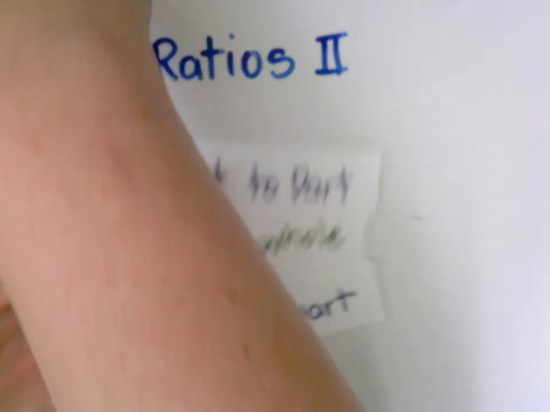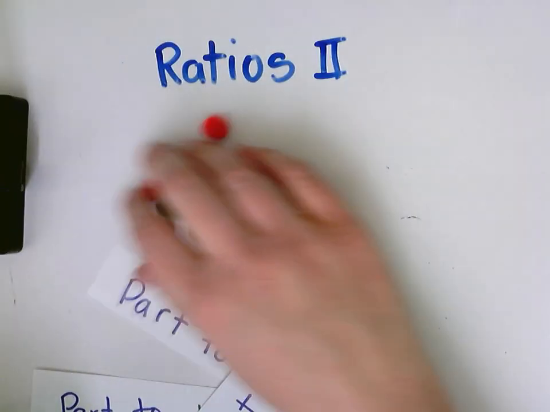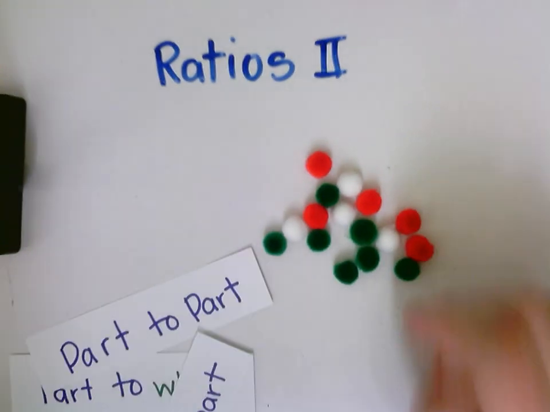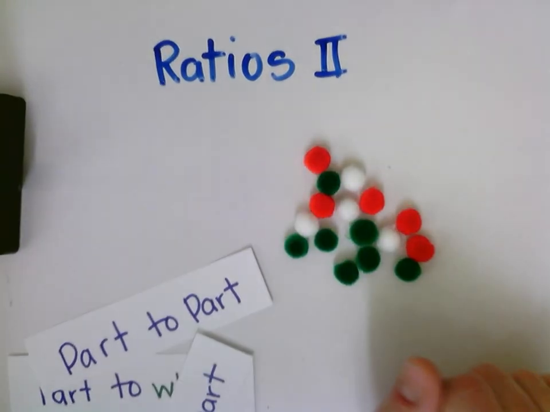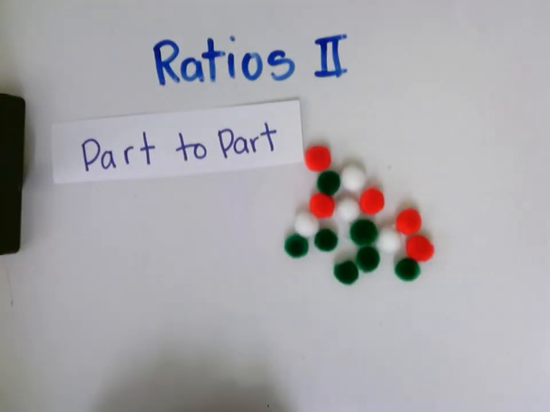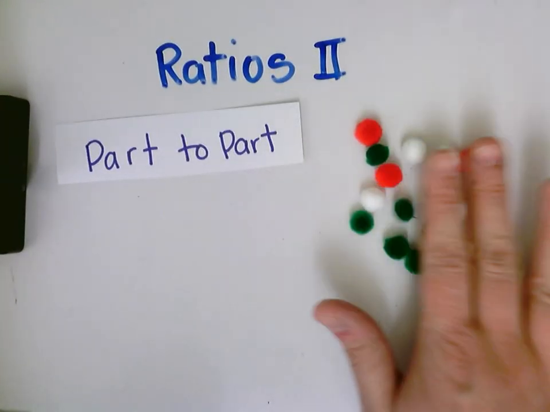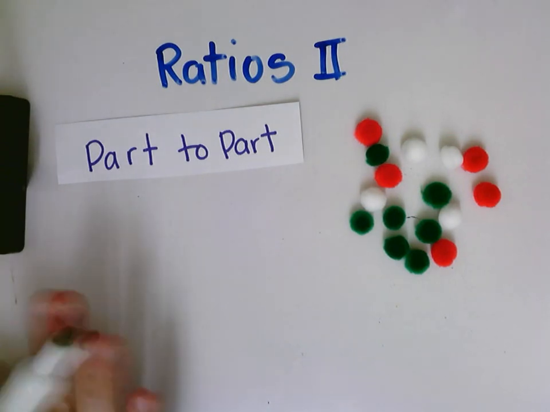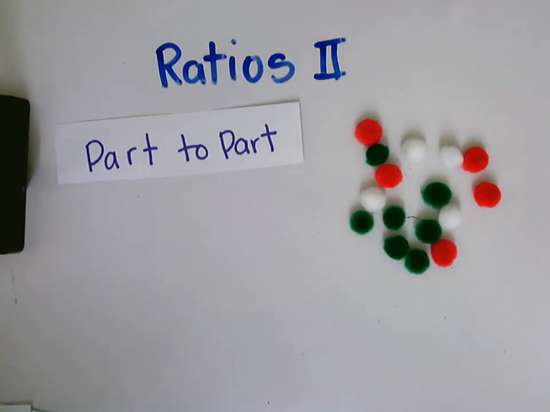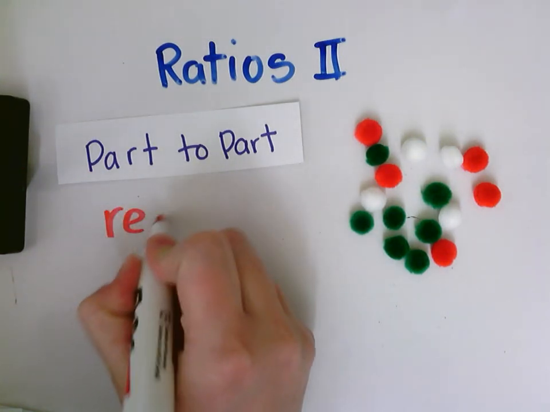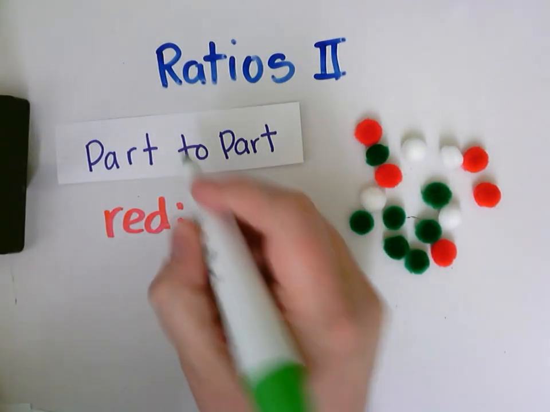All right, so I have a couple of items here. I have these little pom-poms we're going to use today. I was working on a Christmas craft, so I have my red and my green and leftover. All right, so here, let's talk about part to part. So looking at these, let's say I have three different colors here, but what if I wanted to know the ratio of red to green? I'm going to grab my different colors here.